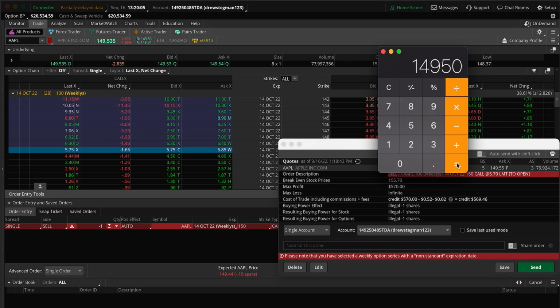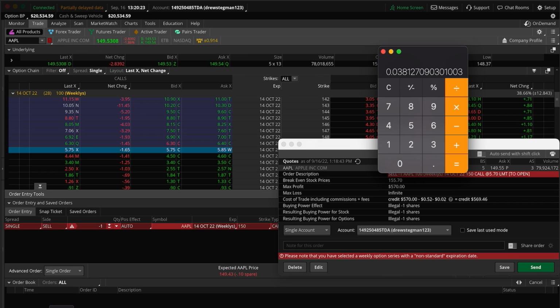We'll just say 14,950. So that's 3.8% of the trade. Now, like I said, if I'm bearish on Apple, but I want to get long the stock, I can use this to hedge my position and generate cash flow for doing so. So that's just an example of how you can place these trades.